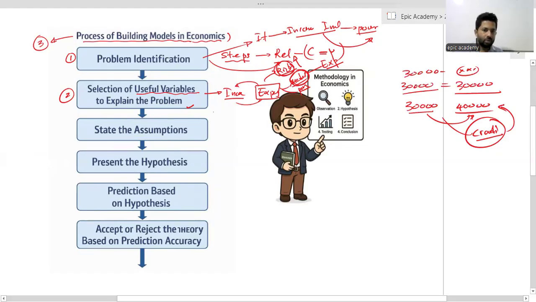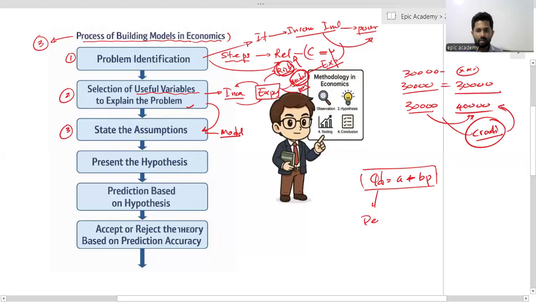Then we are going to state or create assumptions, different types of assumptions related to the model. As an example, if we discuss demand, quantity demanded equals A minus BP. That means quantity demanded is determined only by the price of the commodity in this model.